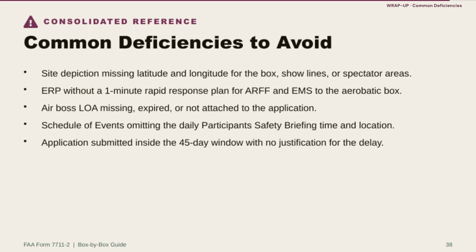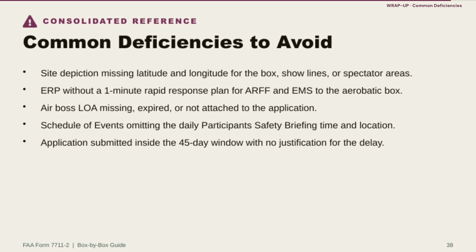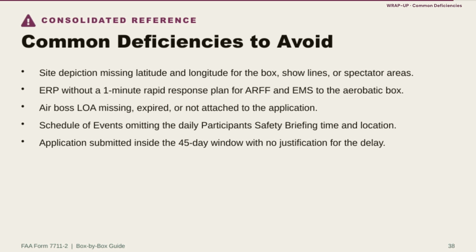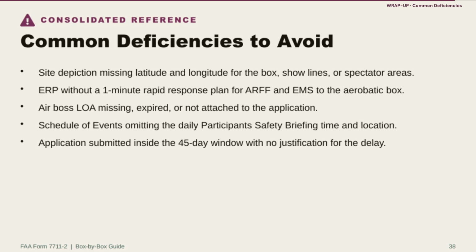Here's a consolidated list of the deficiencies that come up most often and are worth checking for before you ever let a package go to the FSDO. First, a site depiction missing latitude and longitude for the box, show lines, or spectator areas, which we covered in detail back in Item 8. Second, an ERP that doesn't include a 1-minute rapid response plan for ARF and EMS into the Aerobatic box, undermining the whole point of Item 14.